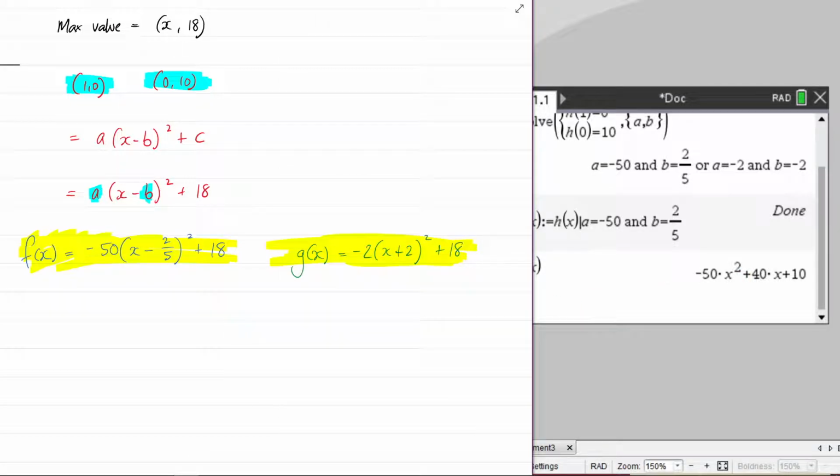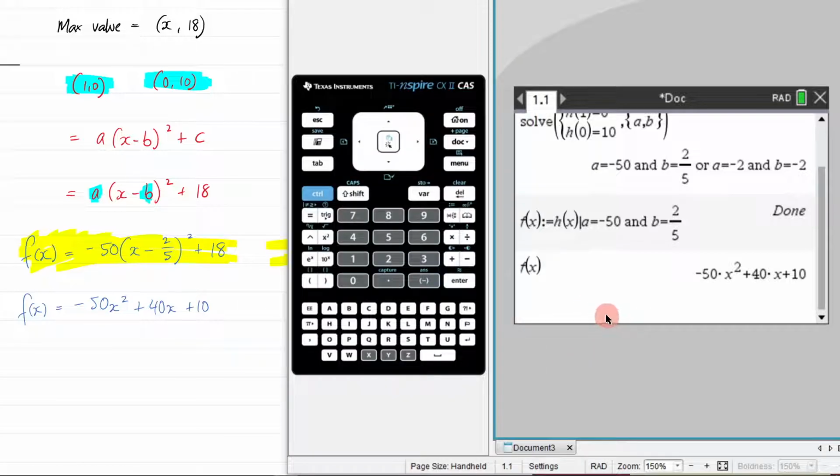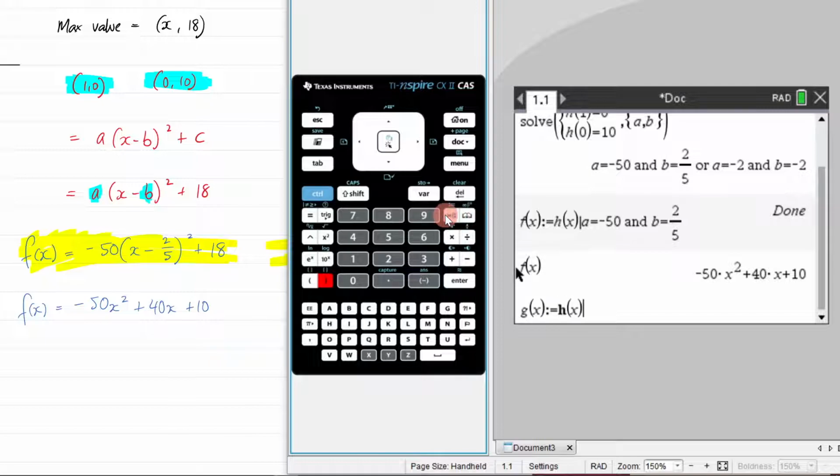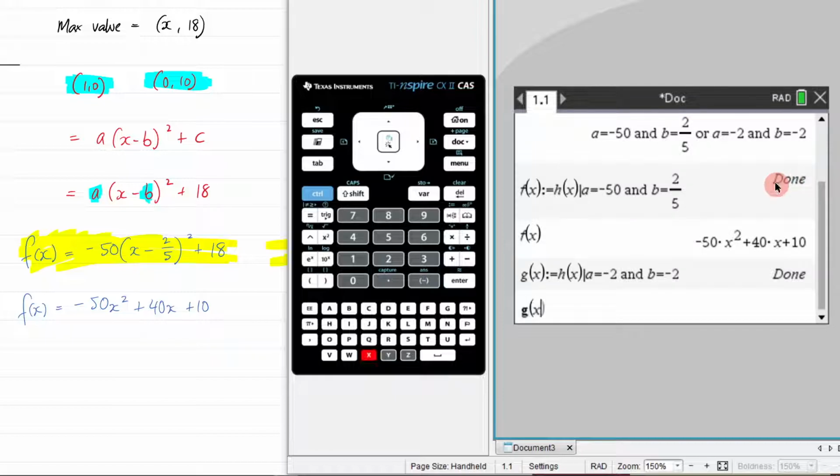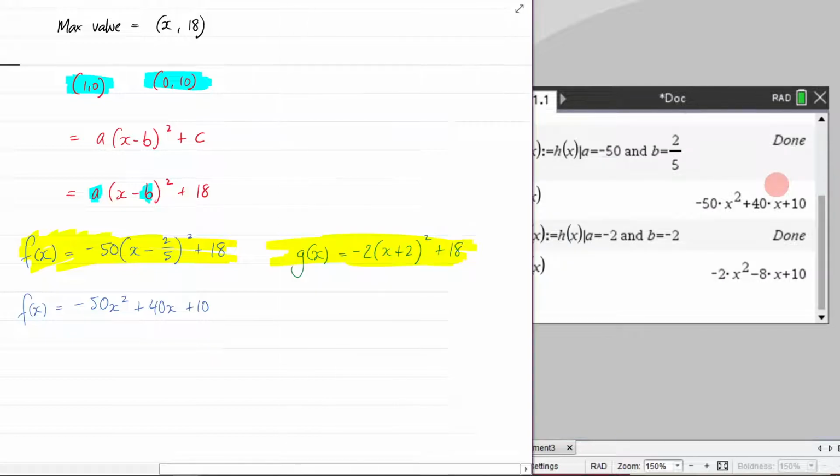So as you can see, that's just a good way to use your CAS calculator. It's going to be negative 50x squared plus 40x plus 10. And that's what the back of the book says. Then we would do the same thing for g of x. So I would say, all right, g of x, control this, is equal to h of x such that, and then I would come here and get this part here, bang, bang, then go, what is g of x equal to? It is equal to that, and that's what the back of the book tells me that g of x is equal to.